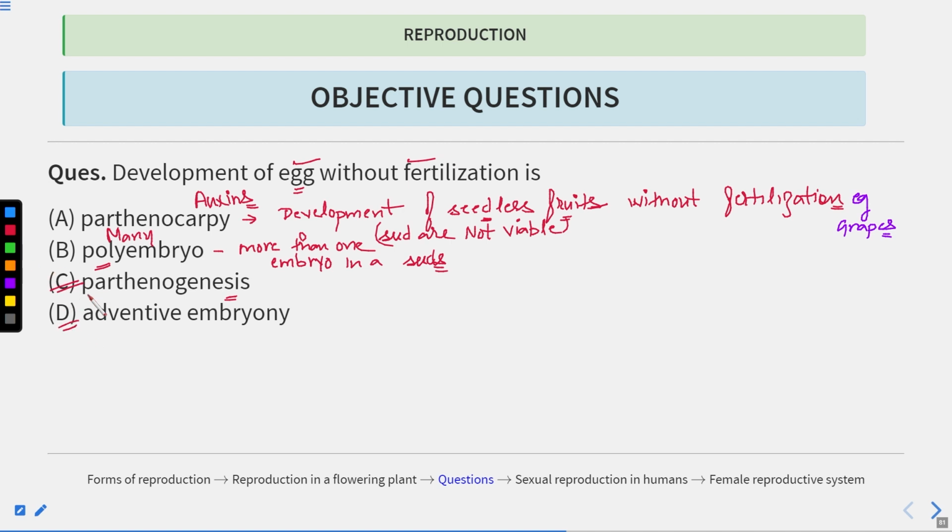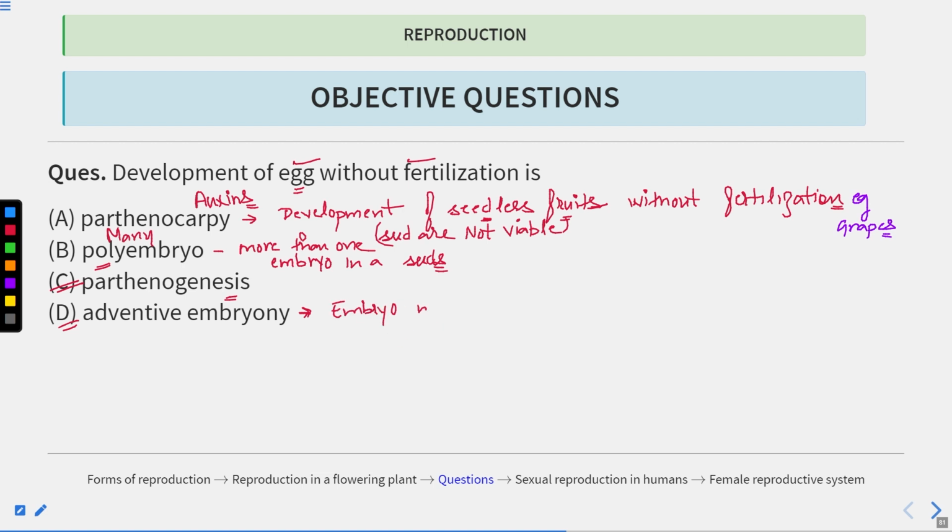Now let's talk about option D, adventive embryony. So here, normally the embryo develops from the fusion of the male and the female gamete. If we talk about plants, we have seen during double fertilization, the egg fuses with the male gamete and an embryo develops from that. First the zygote will develop and then the zygote will form the embryo. So during adventive embryony, what happens? The embryo develops from the part other than the parts of the embryo sac.